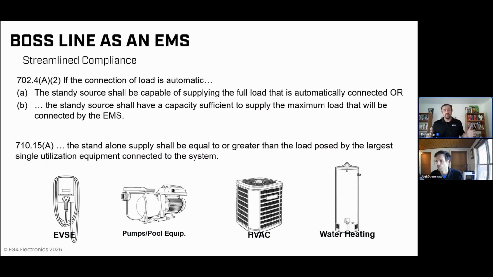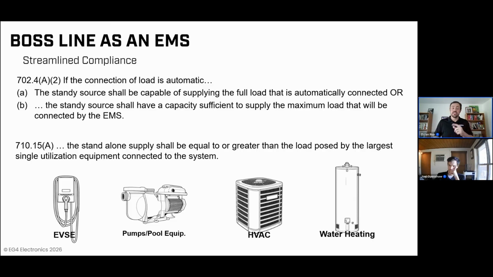This same capability is going to lead to a streamlined compliance scenario. So certainly if you delve into NEC code and start reading certain sections as it relates to backup power sources, you'll see a couple of interesting areas. The first is 702.4A2, which states if the connection of a load is automatic, the backup resource should have the ability to supply the full load calc of the load connected automatically. So that means if you have a 200 amp service, you probably have a load calc of about 200 amps. In theory, you would need 3 to 4 FlexBosses to carry that full load.